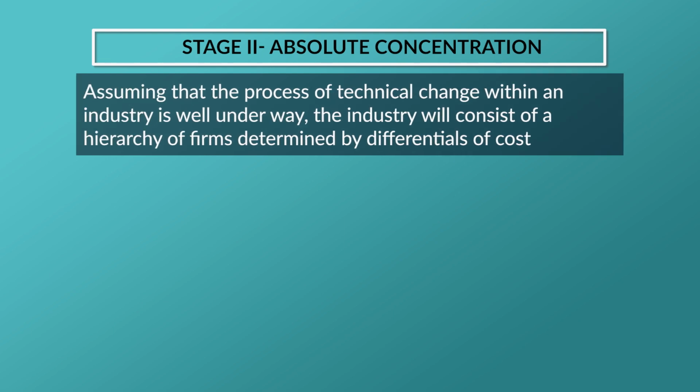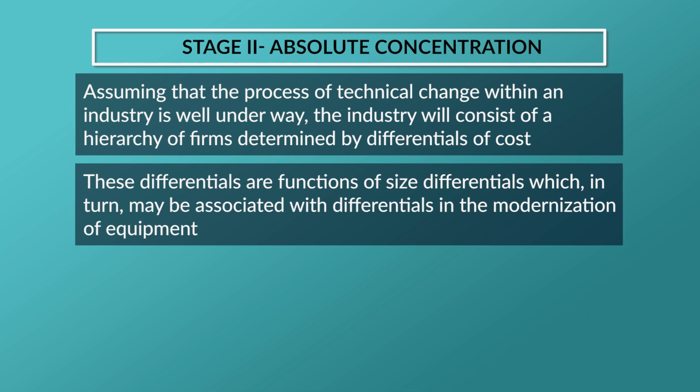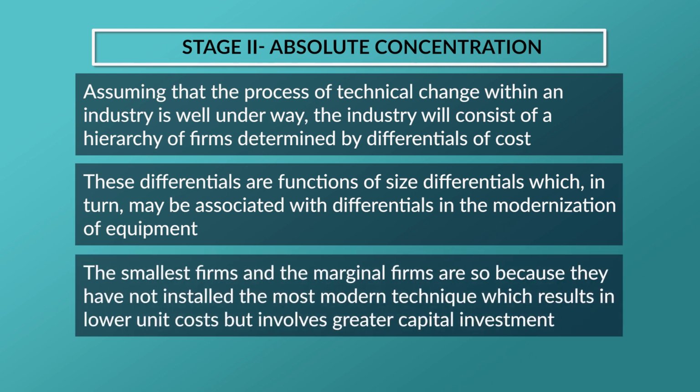In this stage of absolute concentration, competition works itself out in the following manner. Assuming that the process of technical change within an industry is well underway, the industry will then consist of a hierarchy of firms which are determined by differentials of cost. These differentials are basically functions of size differentials, which in turn may be associated with differentials in the modernization of equipment. The smallest and the marginal firms are so because they have not installed the most modern technique, which would result in lowering their unit cost, but involve also greater capital investment.